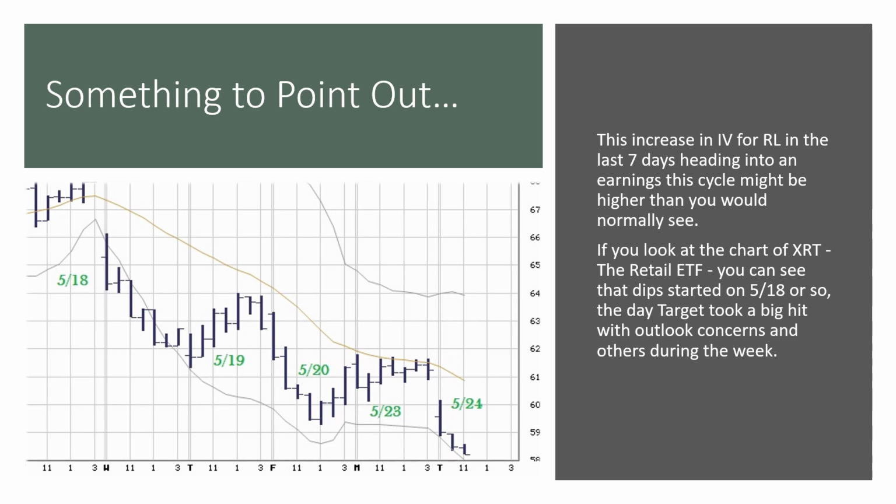This is the retail ETF, and as you can see, the dips in the retail ETF started around 5/18, which meant volatility on the retail stocks was increasing because Target took a big hit similar to ANF with their earnings, as did others as we shifted through the cycle leading up to the earnings of RL on the 23rd and ANF also.